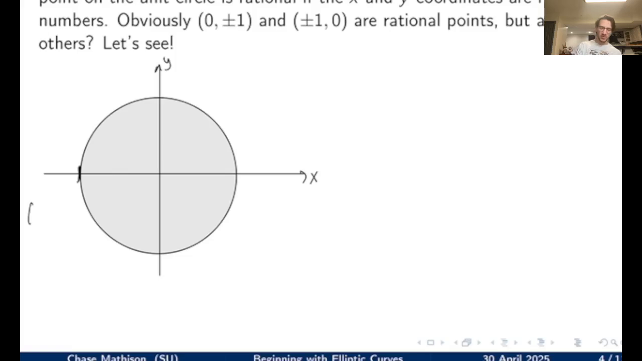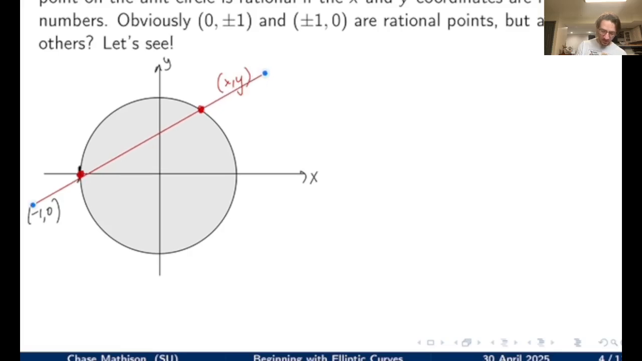To answer this question of are there any other rational points on the unit circle, I'm going to be using this point, (-1, 0), as sort of a base point for us. Okay. And I'm going to pick another point on the unit circle over here that I'm going to call (x, y). And let's assume for a second that that point has rational coordinates.